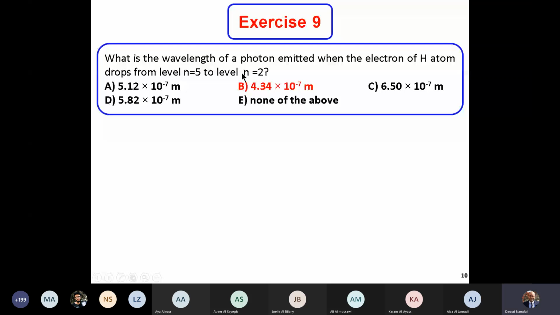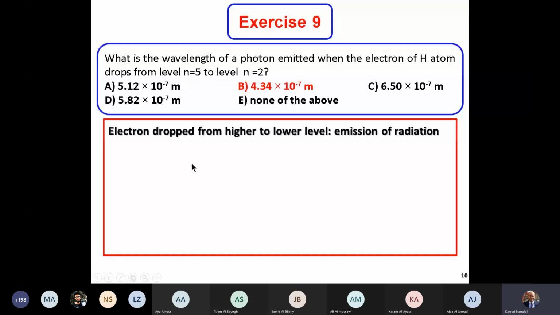When the electron returns from the excited state to a lower state, it will emit radiation of frequency nu. The delta E absorbed equals delta E emitted equals h nu. So we apply the formula. The electron drops from higher to lower, so there is emission of radiation. Here we can work with two types of calculation.